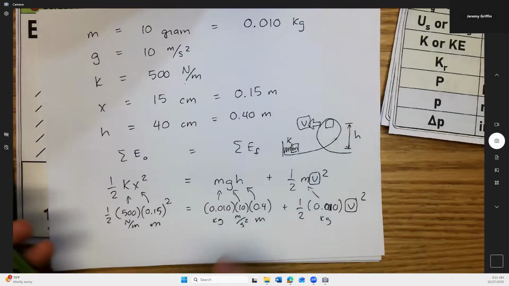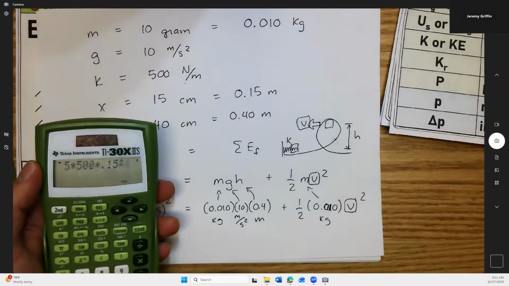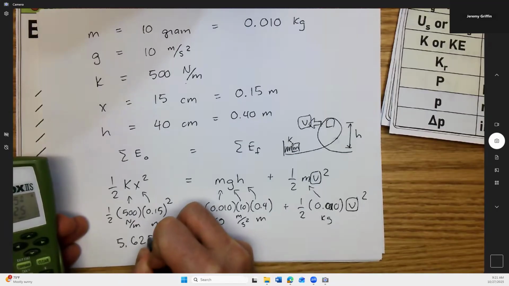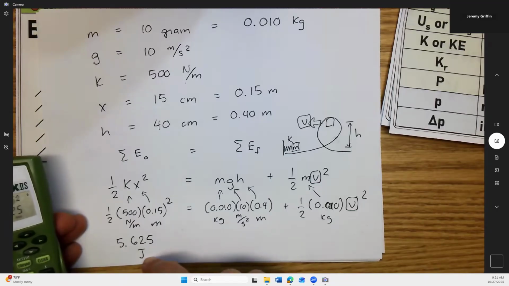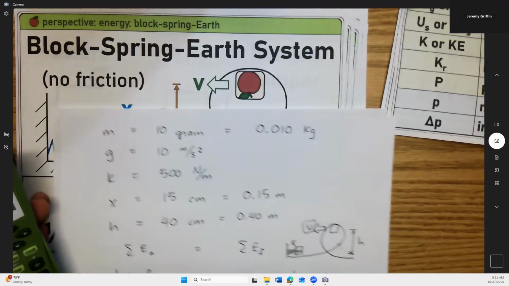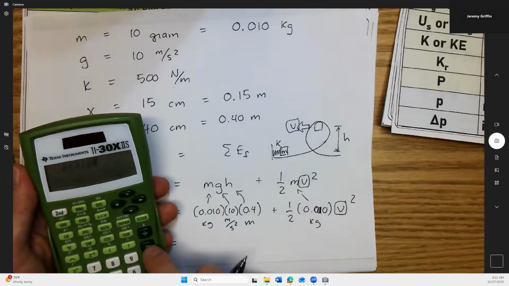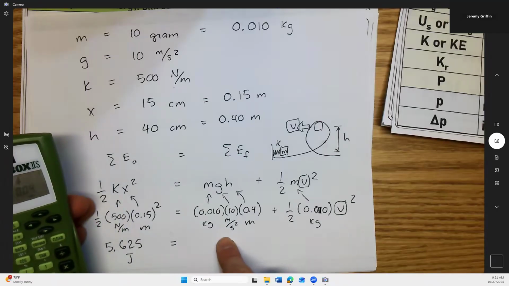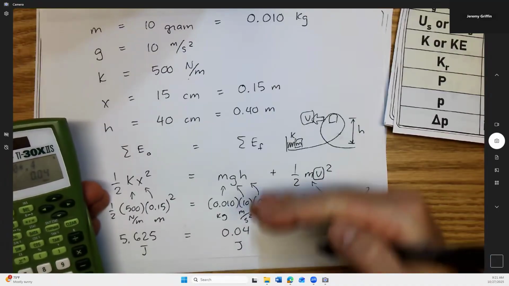Calculator time. Okay, how much energy are we even talking about? What's 1/2 times 500 times 0.15 squared? That looks like 5.625 joules. Okay, so that's all the energy that's ever in the system. It's like 5.6 joules. That's all I have to work with. Oh, did I say frictionless here? Yeah, no friction, right? So that's why I didn't subtract out any friction. Okay, so where's that energy go? 0.01 times 10 times 0.4. Oh, wow. Very, very little of it actually goes into lifting at that height. So that's like 0.04 joules goes into lifting it against gravity.